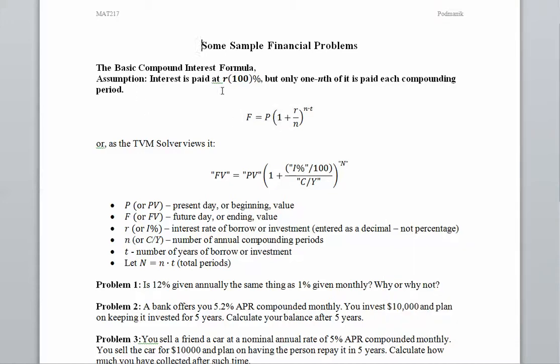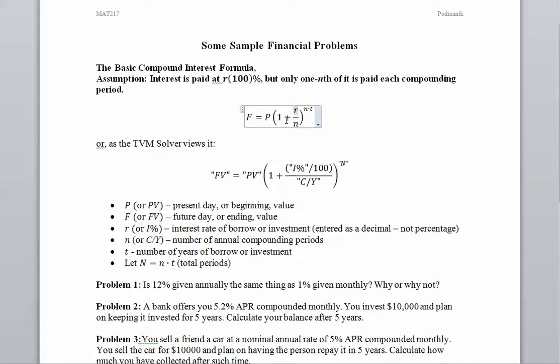So we know that the future value of a balance of P dollars invested today at an interest rate of R times 100%, because remember, interest rate is stated as a percent, but what we plug in here is just the decimal version, compounded n times a year for a total of t years. In our TVM solver, it thinks about these values as FV for future value, PV for present value.